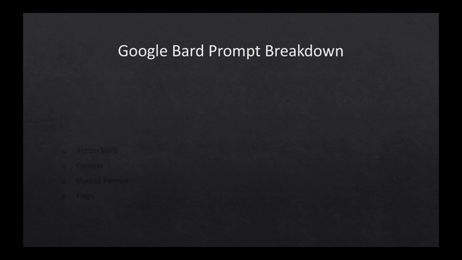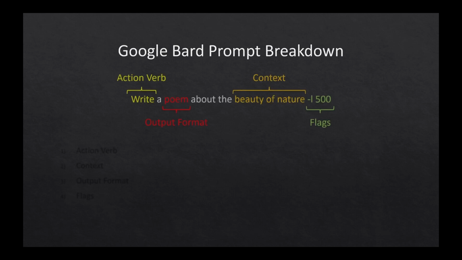Now, let us see what a Google Bard prompt comprises of. As you can see here, a Google Bard prompt is divided into four sections. Number one, the action verb, which instructs Google Bard what action to take. The second section is the context, which tells Google Bard on what topic it has to perform the operation. The third section signifies the output format you are looking for. And the last section, flags, are special keywords which are used to control Bard's output.